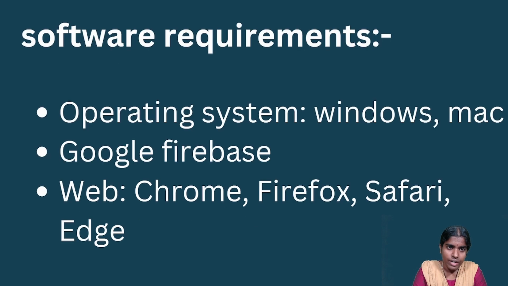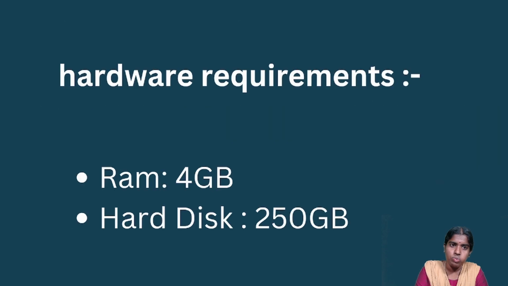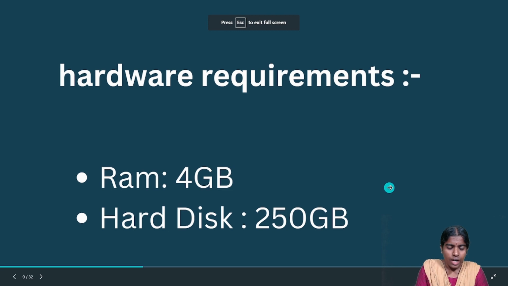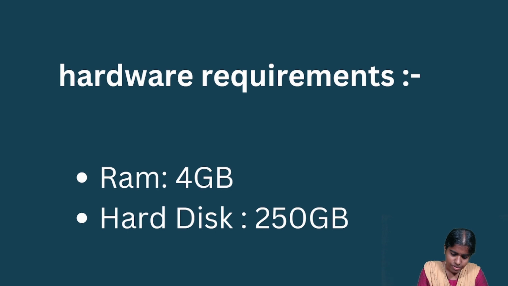So what are all the different hardware and software requirements that are essential to do this project? So I require Windows operating system, and I require this Firebase database, and I can go for different types of web browsers: Chrome, Firefox, Safari, Edge. So all these are the software requirements in order to do this project. And the hardware requirements, I require 4 GB RAM memory capacity and 250 GB hard disk. So all these are the different hardware and software requirements that are essential to do this web application.